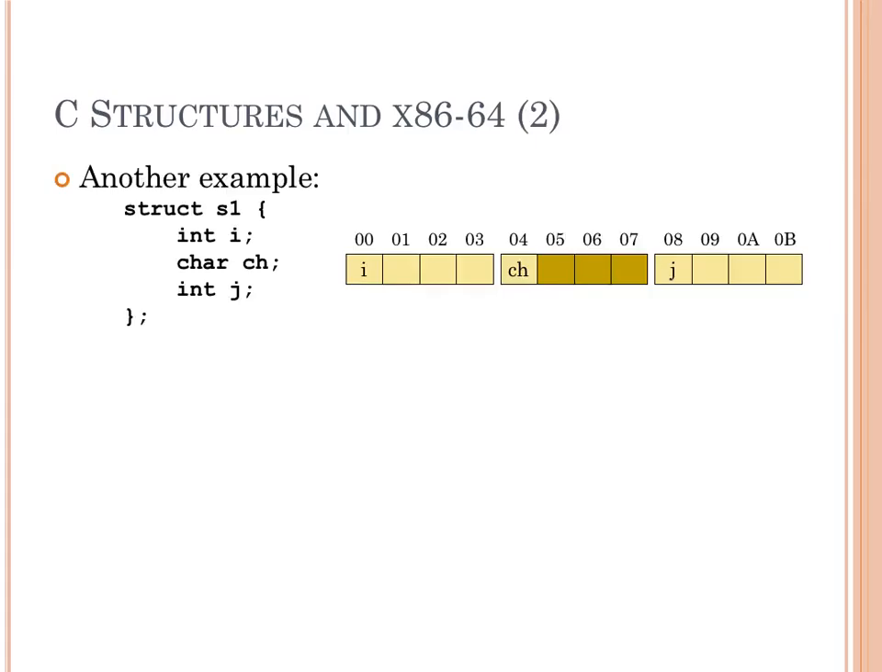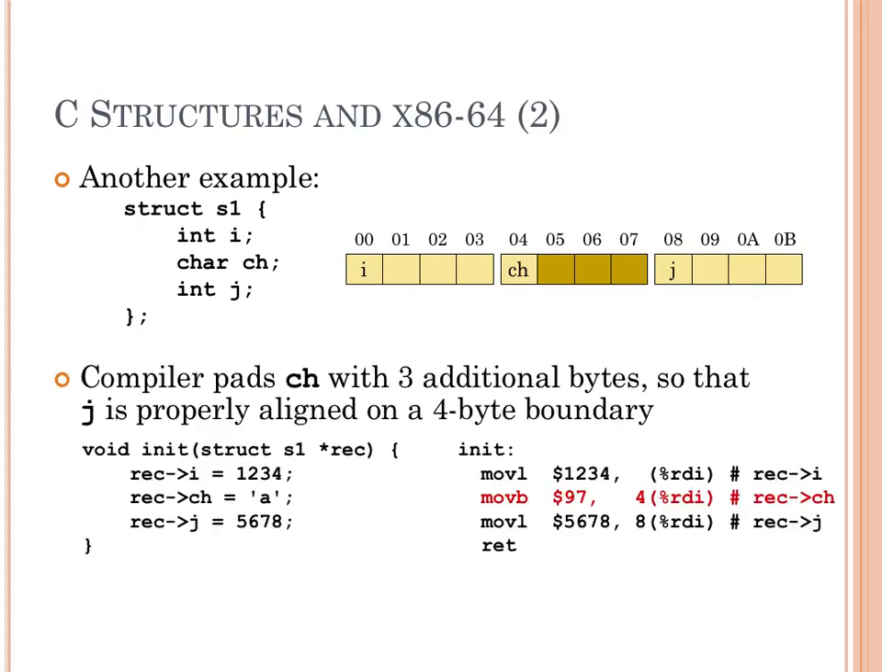Okay, so here's another example. How fun is this? This is what GCC will do to lay this out: int i, char ch, int j. The largest thing is 4 bytes, so it just needs to make sure that everything starts on a 4-byte boundary. So it's going to pad ch with 3 additional bytes. Hopefully nobody is shocked by this. Hopefully I have no bugs.